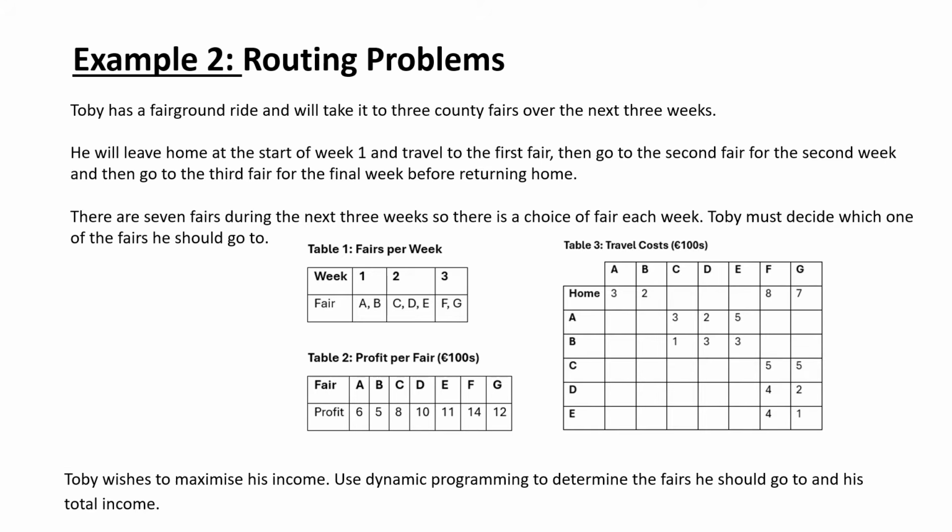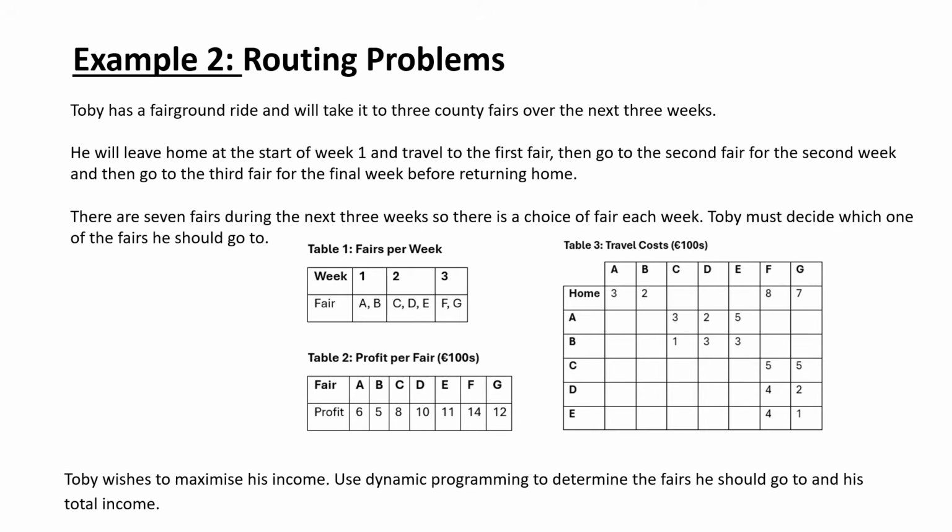So we're provided 3 tables. Table 1 tells us which fairs are on which week. So we can see week 1, it's fairs A and B. Week 2, fairs C, D, and E. And in week 3, there's fairs F and G. In table 2, it gives us the profit per fair, which is in hundreds of euro. And then in table 3, there are the travel costs in hundreds between each of the fairs and home and each other. So Toby wishes to maximize his income. Use dynamic programming to determine the fairs he should go to and his total income.